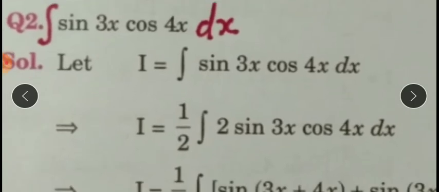Now see question number 2. Integrate sin 3x cos 4x. You can see that this question is not in integrable form. Our main aim is to change the given question into integrable form. Let I is equal to integration sin 3x cos 4x. Multiply and divide by 2. Here we can write it as 1 upon 2 integration 2 sin 3x cos 4x.